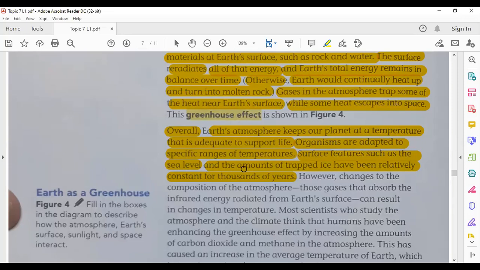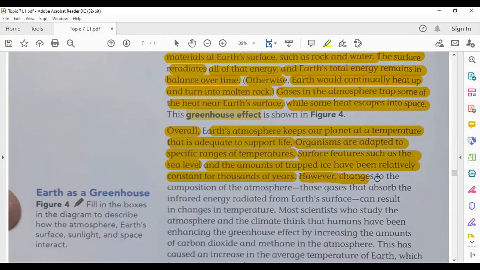Simply, understand what the greenhouse effect means: the temperatures of the Earth increase. Why? Because gases like carbon dioxide and methane increased in the atmosphere because of human activities. Because we burn a lot of fossil fuels, a lot of petroleum, a lot of coal.